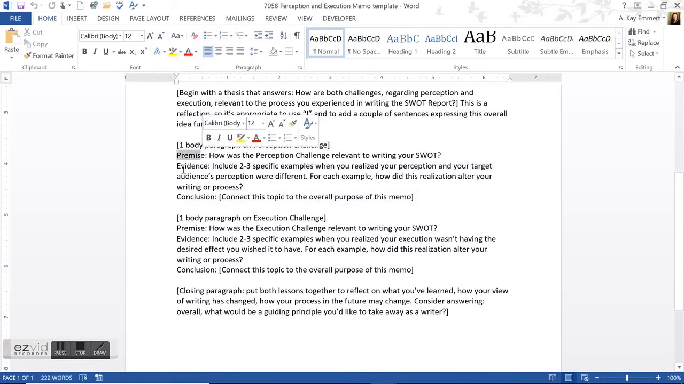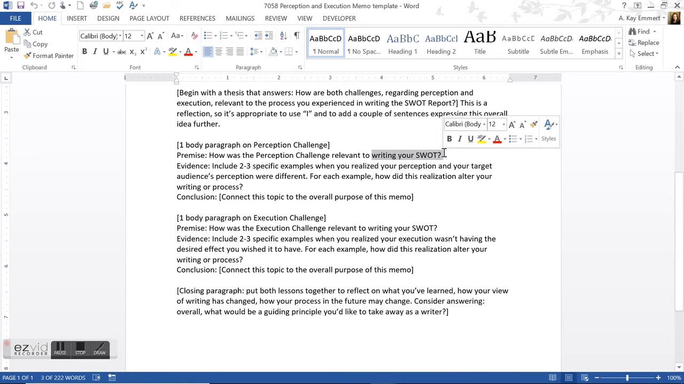So for each topic, it has its own body paragraph and it follows the PEC order of premise, evidence, and concluding sentence. So all of these parts go in one paragraph. So the first thing you should do is answer the question about this topic alone. How was the perception challenge relevant to writing your SWOT?